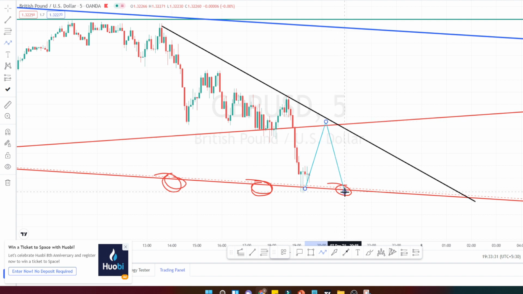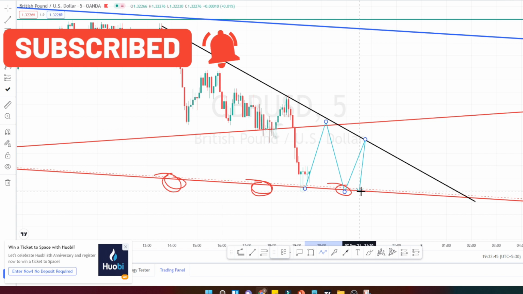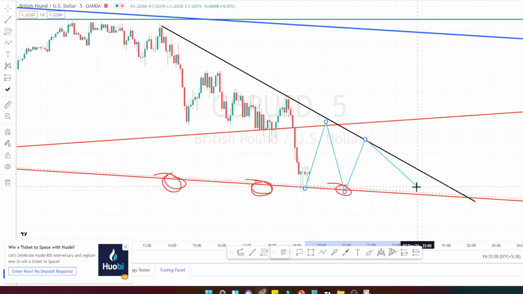Again it will retrace. If you want to do scalping, you can do scalping within this triangle pattern, but always trade on the bearish side because the overall trend is on the bearish side. At any moment it can break this support line and we can expect the downtrend to continue.